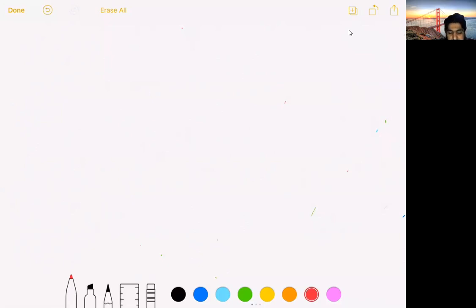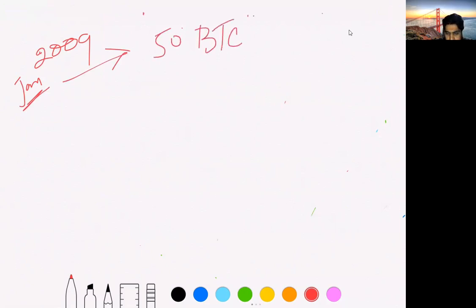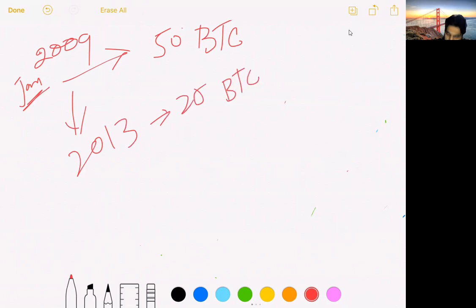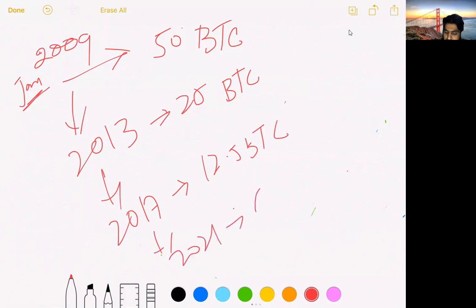When Bitcoin was invented, the first block was mined approximately in January 2009. At that time, the mining reward was 50 BTC, right? But after 4 years, it gets halved. So in 2013, we have 25 BTC, right? In 2017, it was halved to 12.5 BTC. In 2021, we currently have 6.25 as a mining reward.